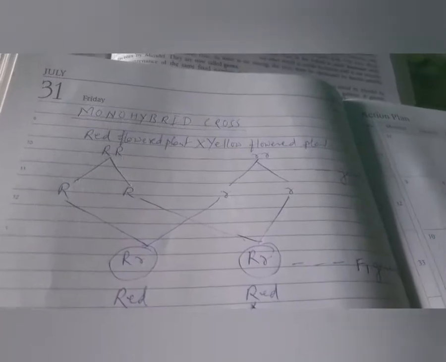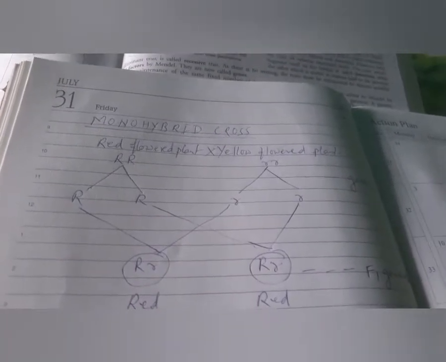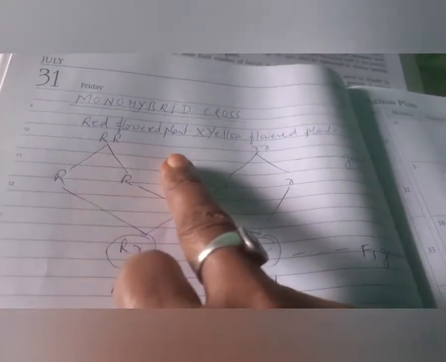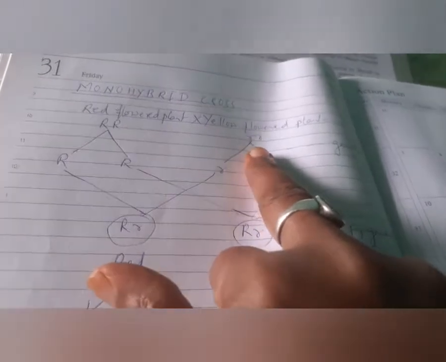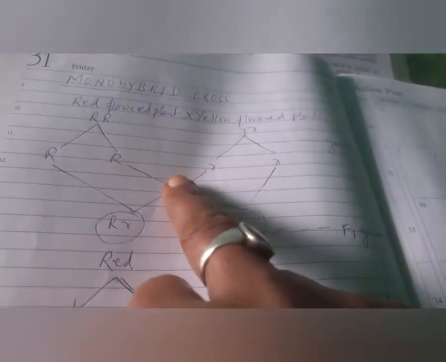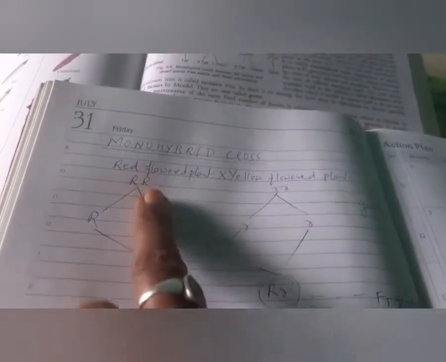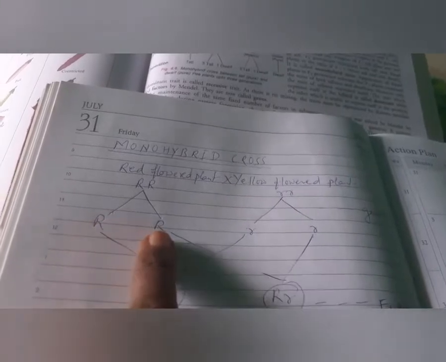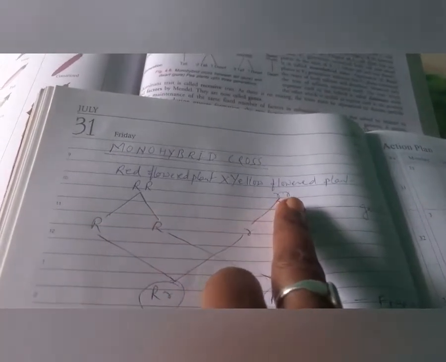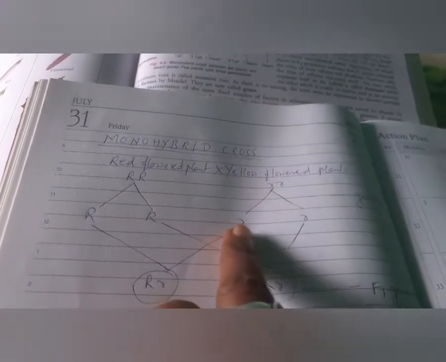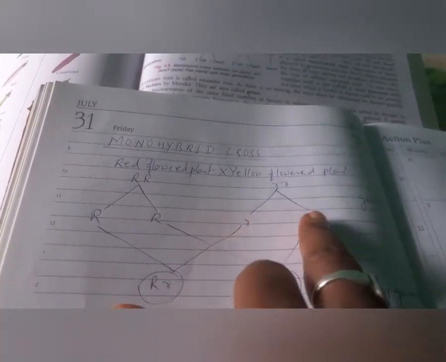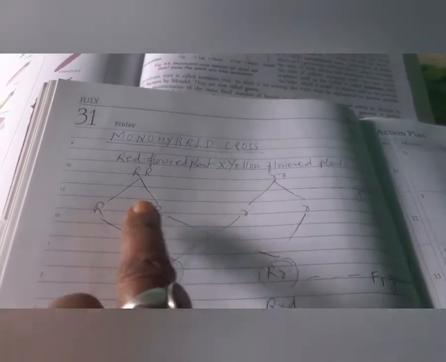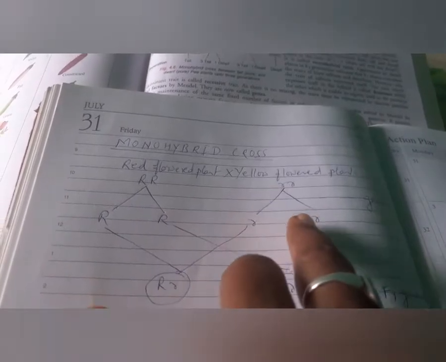In my previous video, we studied the monohybrid cross. You can see here, if a red flowered plant and a yellow flowered plant are crossed together, the gametes produced by the red plant are R, and the gametes produced by the yellow flowered plant are small r. These are the gametes with the R allele. Okay, so R and r are the pair of alleles.